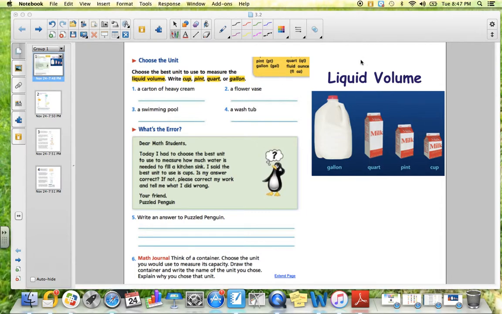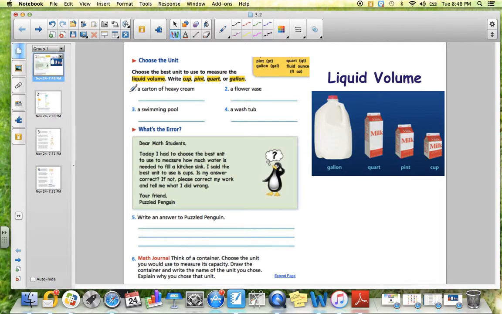Okay, so this picture isn't in your SAB, but I put it on here so that you could see a visual representation of what a cup, a pint, a quart, and a gallon are. Because for numbers 1 through 4, we're going to be deciding out of these 4 liquid volume measurements which unit would we use to measure each item, which would be the best way to measure it. So, number 1, it says, choose the best unit to use to measure the liquid volume, right? Cup, pint, quart, or gallon.